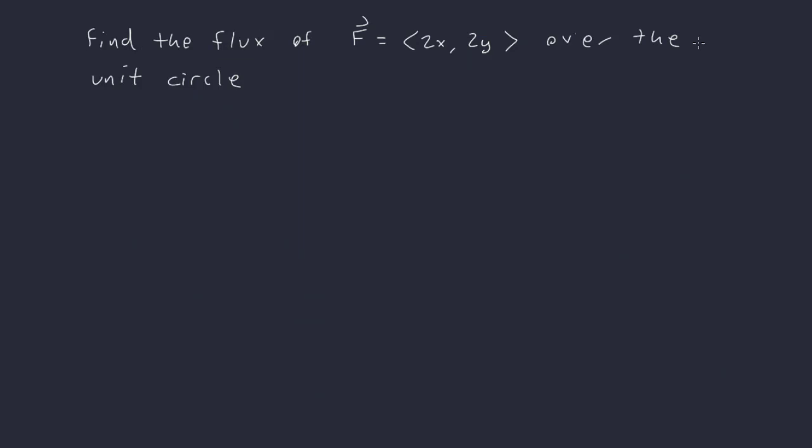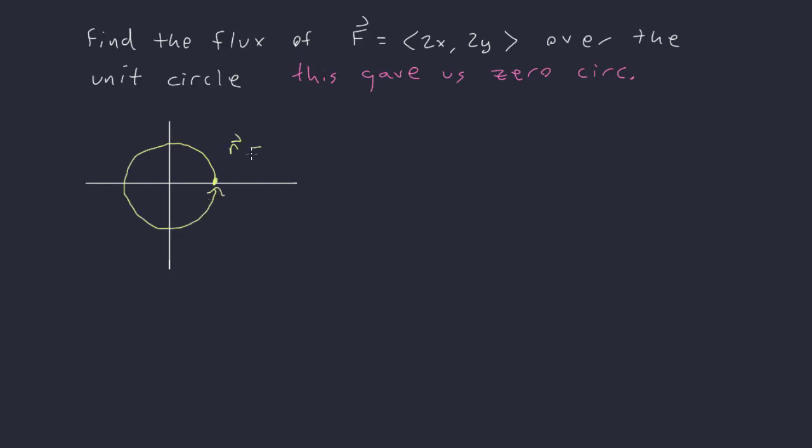Okay, just to give you an example of how this works mechanically, let's find the flux of capital F equals 2x, 2y over the unit circle. So this was what gave us zero circulation in the last video. Let's see what happens when we calculate the flux instead. If we're looking at the unit circle, hopefully we've done this enough times now that we know that's r equals cosine t, comma sine t, t going from 0 to 2 pi.